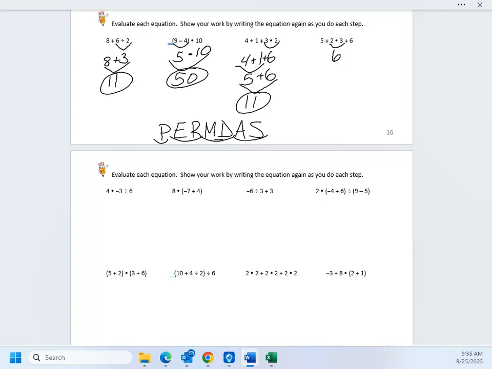I'm going to bring down everything I haven't used yet. I rewrite my equation. 5 plus 6. So I'm just bringing it straight down so I don't miss anything. Okay, so now I have 5 plus 6 plus 6. What should I do next? Moses.